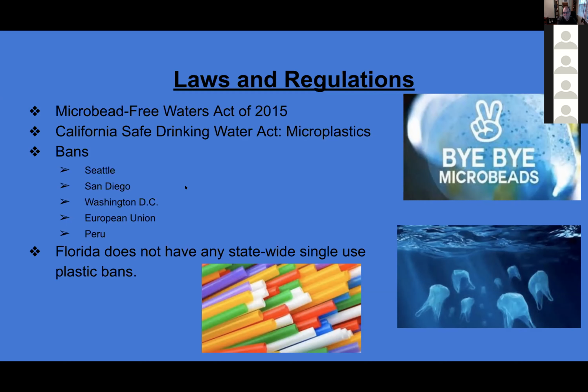And the European Union voted to ban single-use plastics in 2019, and the ban is expected to come into effect as early as 2021. And the country of Peru has restricted single-use plastics in natural and cultural protected areas. These bans help reduce the amount of macroplastics that enter the ocean and will eventually break down into microplastics.